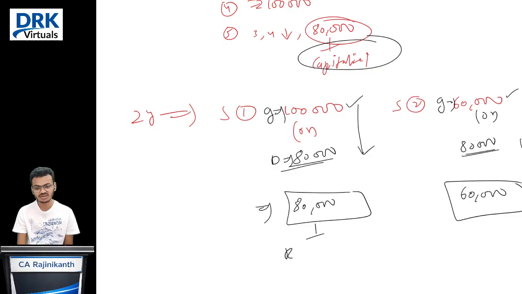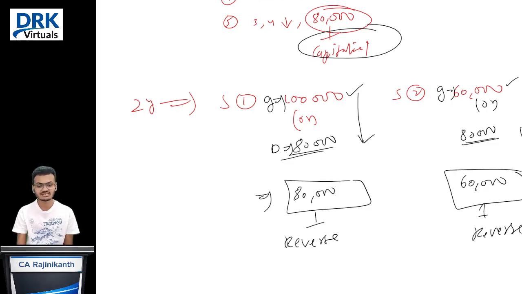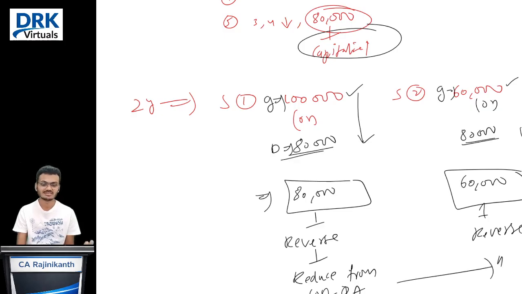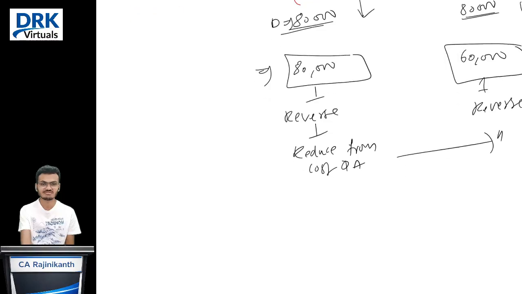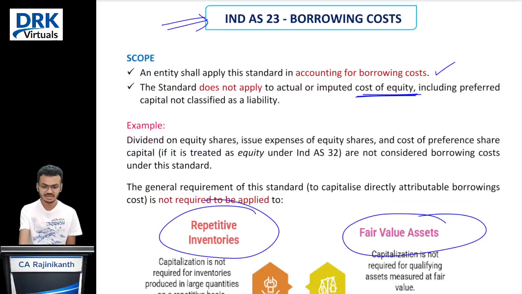Now what to do with this lower of amounts? This lower amount you reverse. Reversal means what, sir? In previous financial year, there is a loss. That loss we capitalized to cost of qualifying asset. Now it is gain. In current financial year, we are gaining. So you reduce this amount from cost of qualifying asset. Here also same. You reduce that. That's it, sir. No more confusion. Clear? And next one.